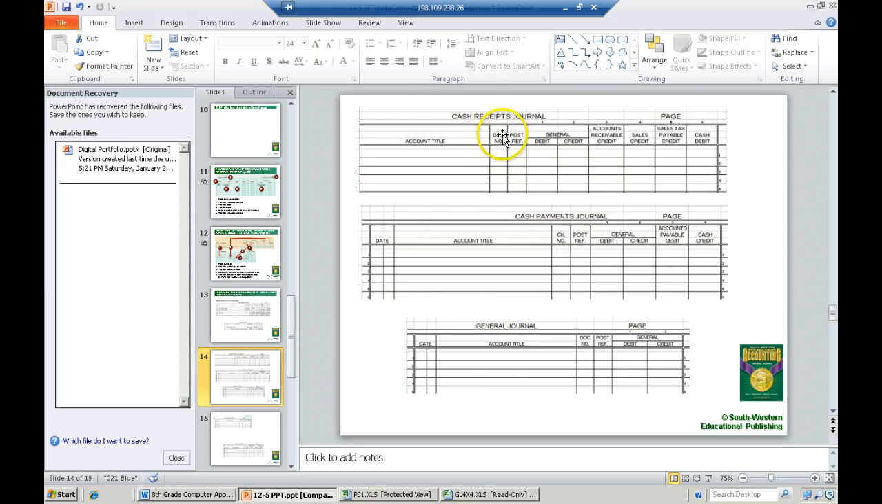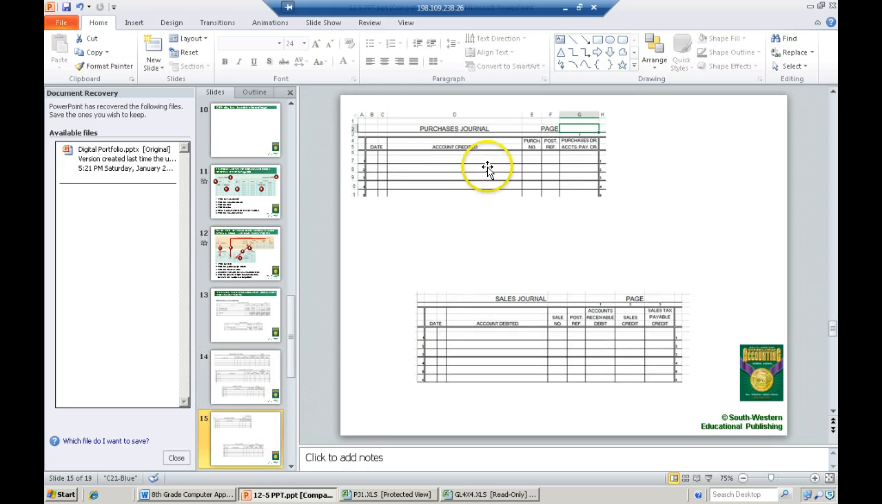You're going to notice the cash receipts journal carries a general debit column in that journal. Cash payments journal also carries a general debit and credit column. And of course the general journal, which we've dealt with since chapter 1, only has the general debit and credit columns. You're going to notice in the purchases and the sales journal, there is no general debit and general credit column. And that's because it's only these two accounts affected.